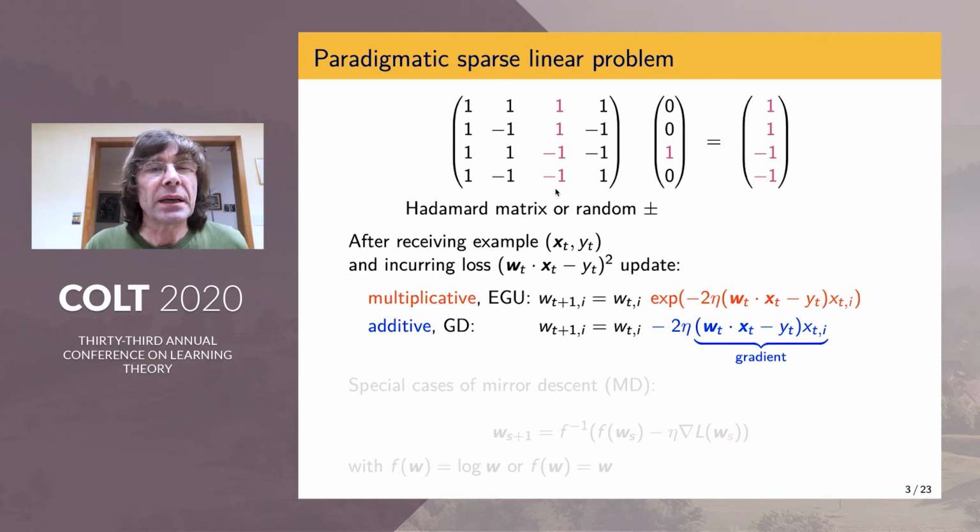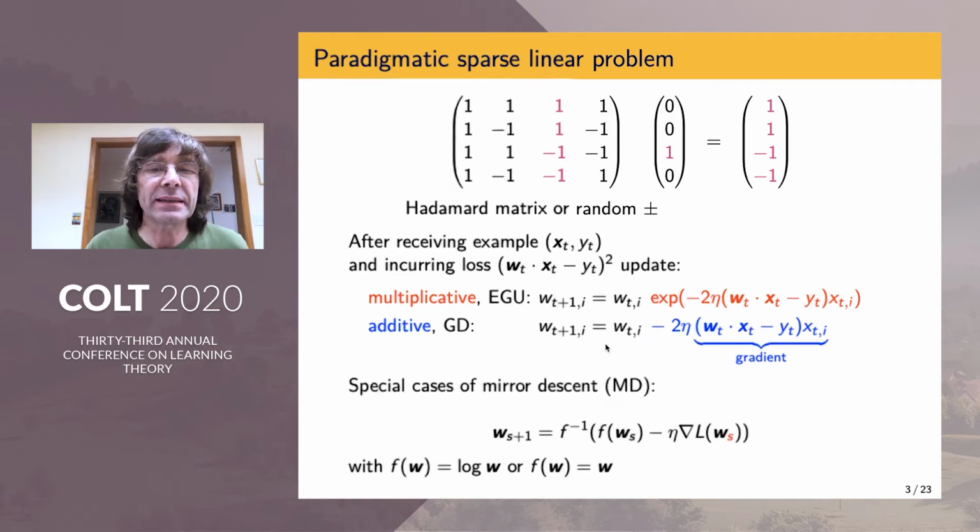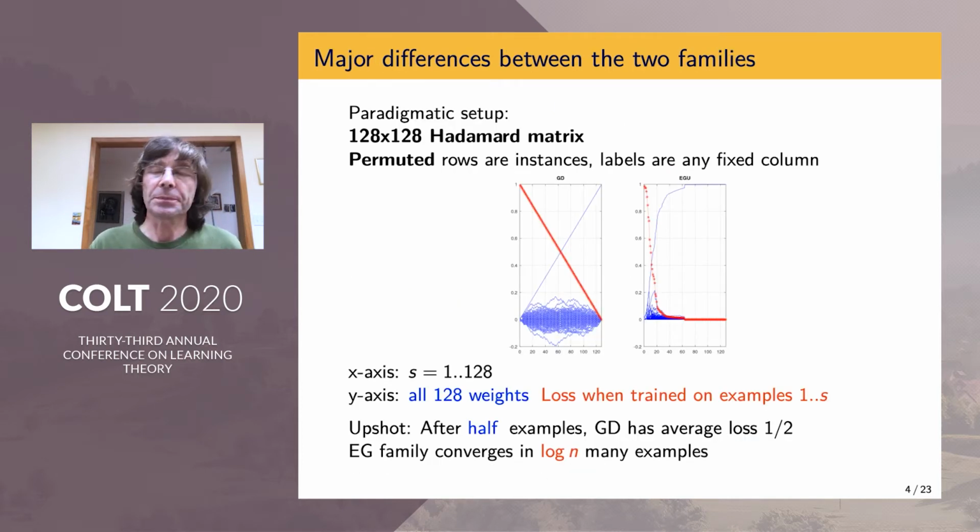And I incur square loss, and I do the multiplicative update, which puts the gradients of the loss in the exponent, or an additive update. These are special cases of mirror descent, right? Where the link function is either the log for the multiplicative or the identity for the additive update. Good. So now, if you have the 128-dimensional Hadamard problem, you present random rows, this happens. There's major differences between the updates.